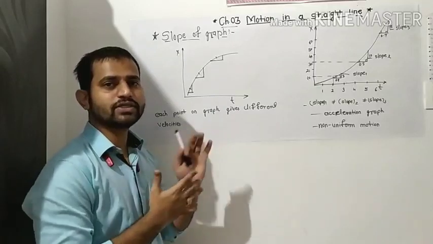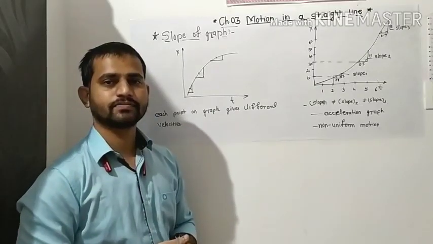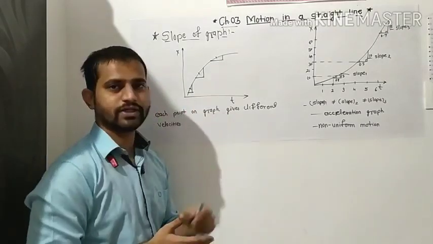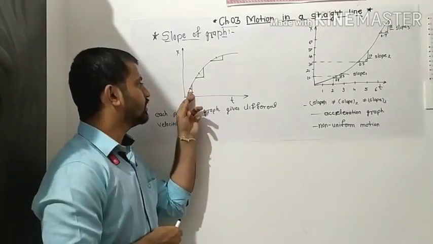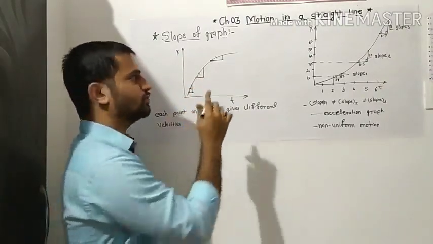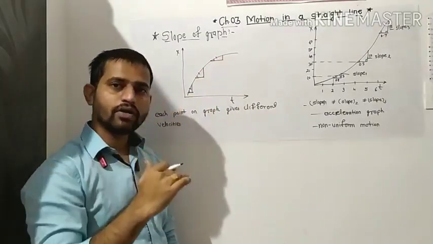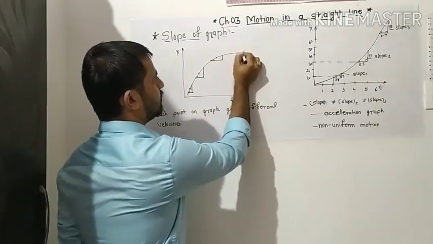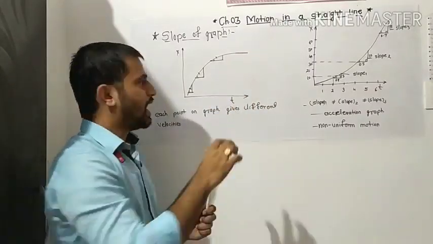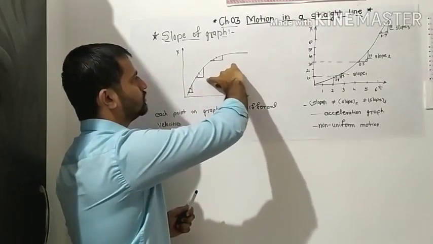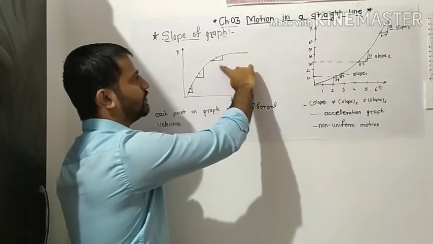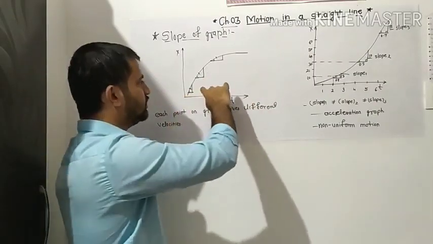But if you notice this graph, what can you understand? Initially it is having the maximum velocity. Here it is the maximum slope, then here slightly lower slope, then here the slope decreases more, and at this point there is no slope. So as the ball goes through some displacement with respect to time, it is losing velocity.